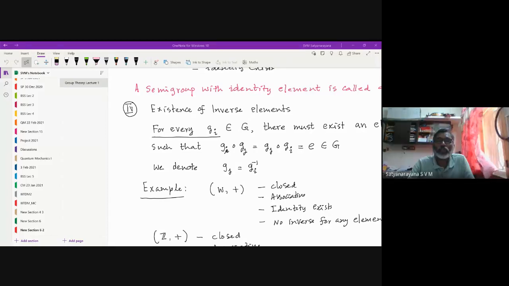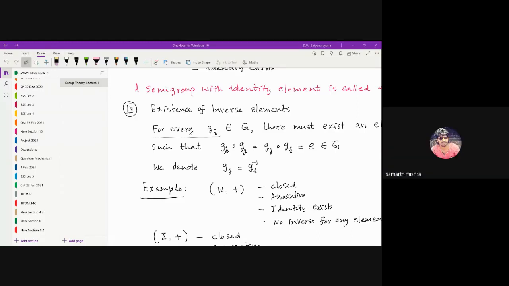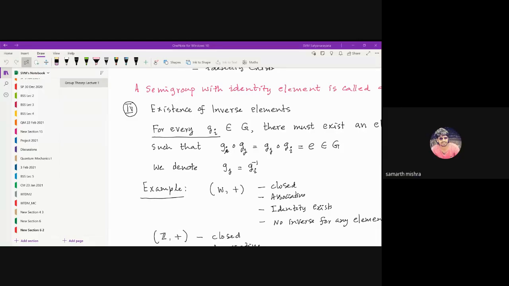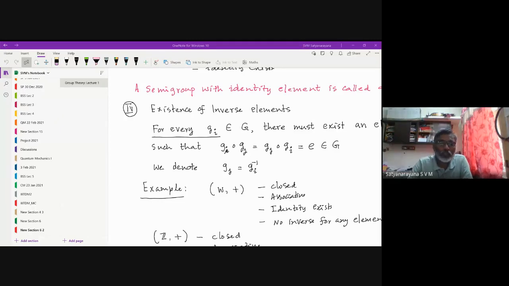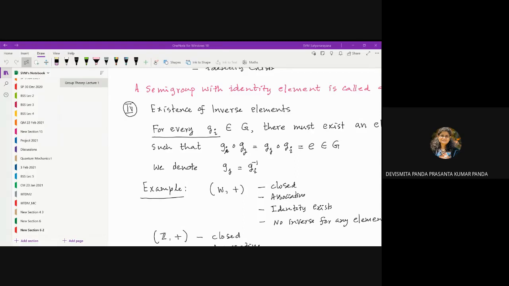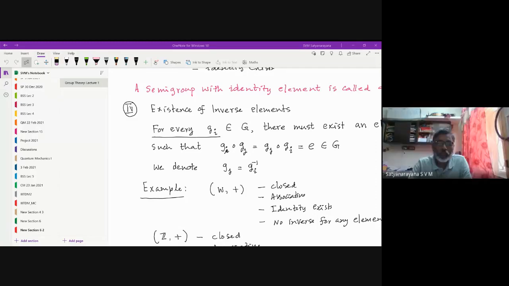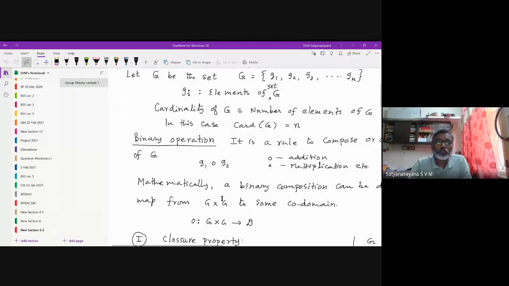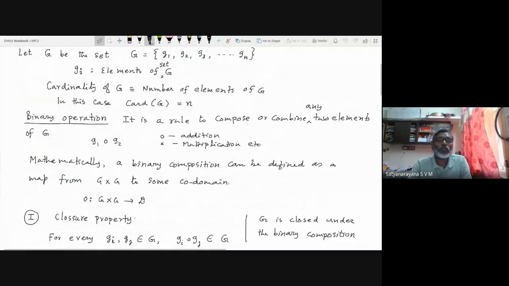Yeah. Any other question? Sir, in the first page itself, when you defined that binary composition, you introduced the term codomain, so I did not understand that whole sentence. Okay. So let me just try to say this.